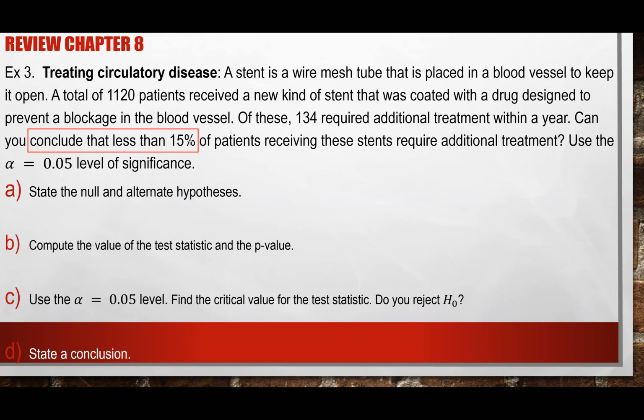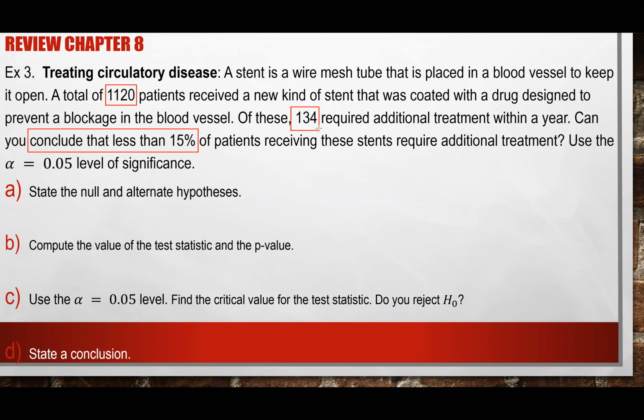Like I mentioned to you guys, if you are in doubt and you see a problem with too many words, just zoom in on the numbers. If you block all the words out, these are the only 3 numbers that you see. The total should give you an idea that that is your N, and off that total, the 134 should give you an idea that that is your X, right?